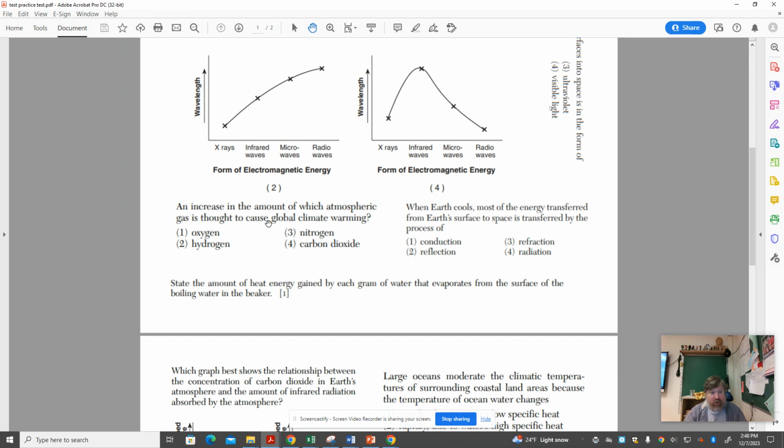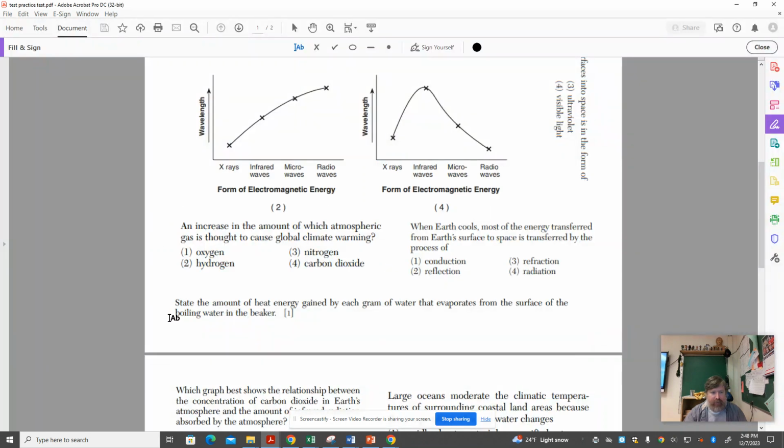An increase in the amount of which gas is thought to cause global warming? So what are the greenhouse gases? We're going to want to know all three. Carbon dioxide, methane, and water vapor are the three greenhouse gases. I would come in with those three in your head. Be ready for that.